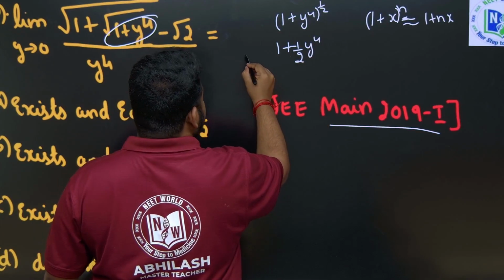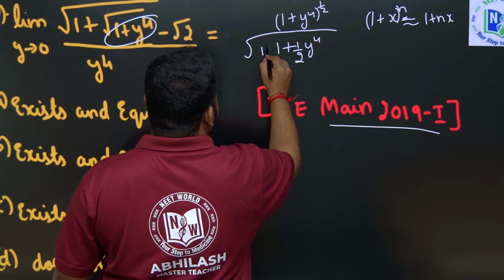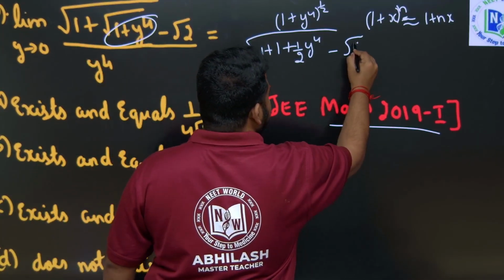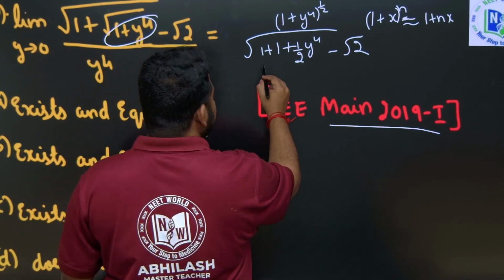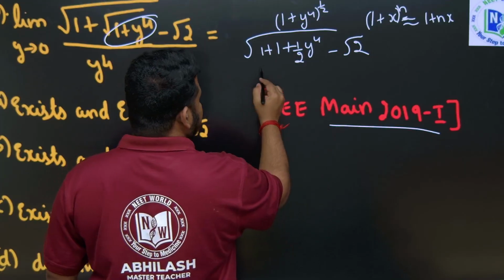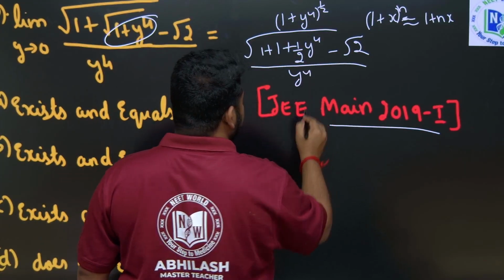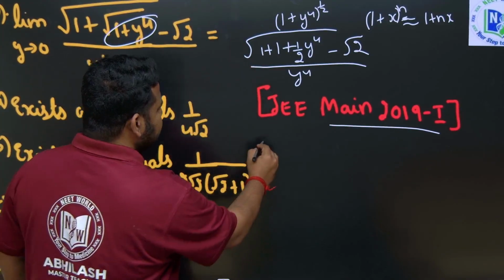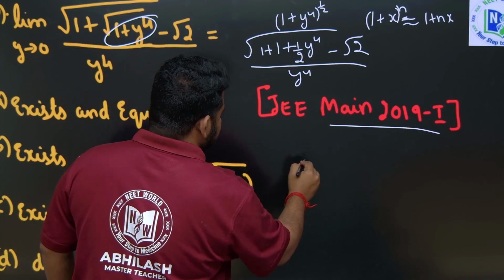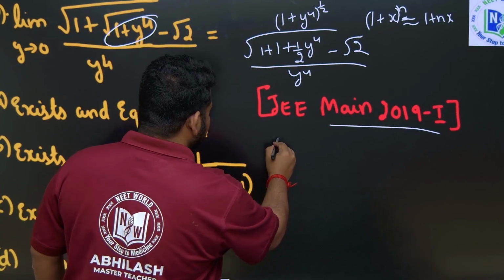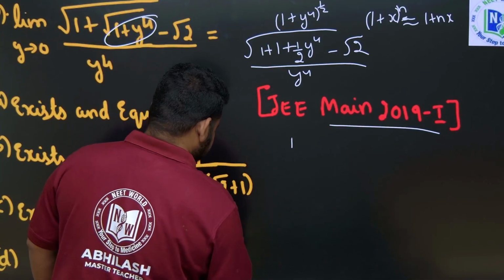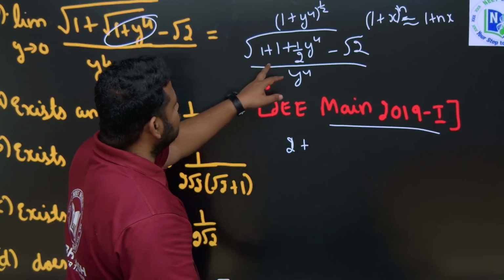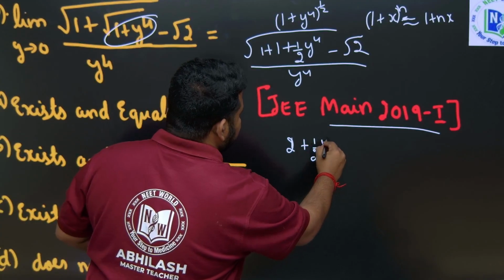Okay, now the square root is there. Square root of this is there, 1 plus is there. So what will this become? Minus square root of 2 is there. So what will this become? Let me carry the numerator, denominator also along with it. If I remove the square root, what will this become? This will become 2 plus 1 by 2 y to the power of 4.